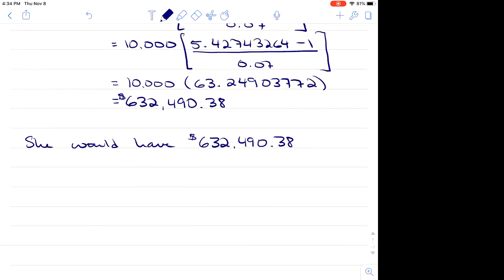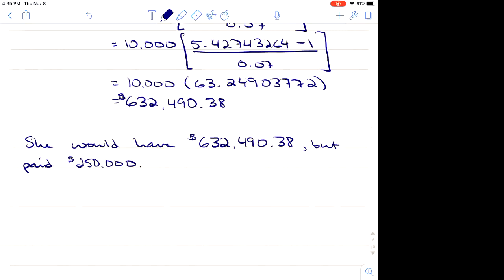But anyways, so she would have $632,490.38, but paid $250,000 out of pocket. It's a lot of interest.